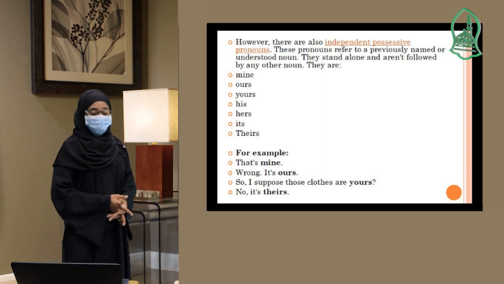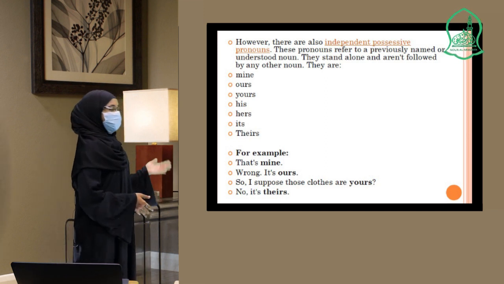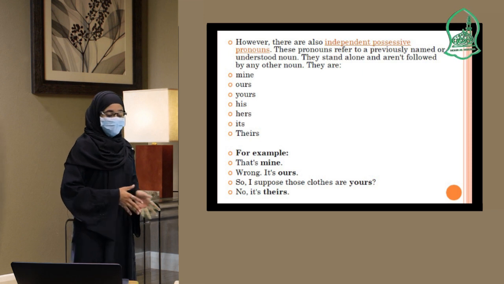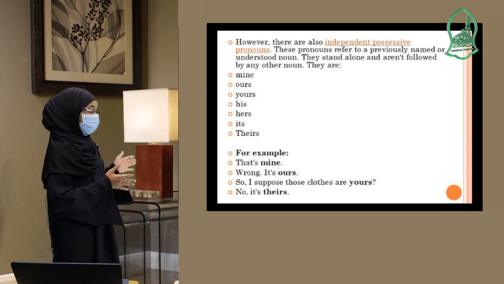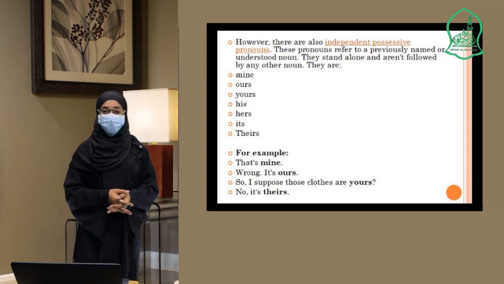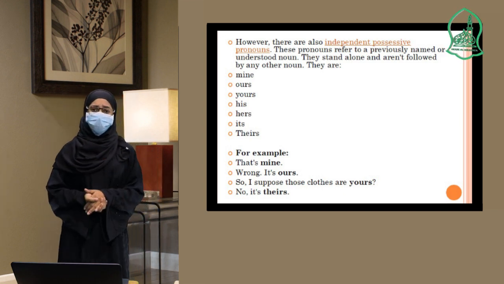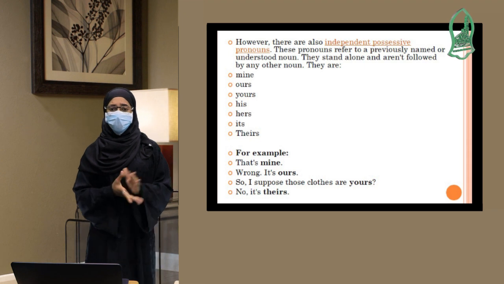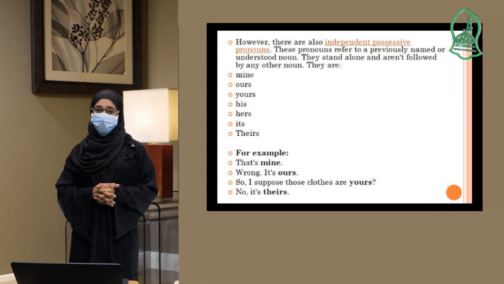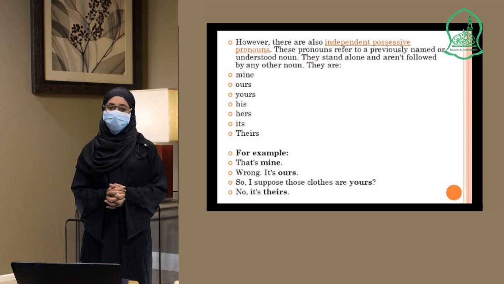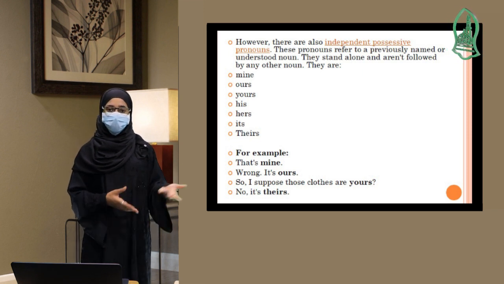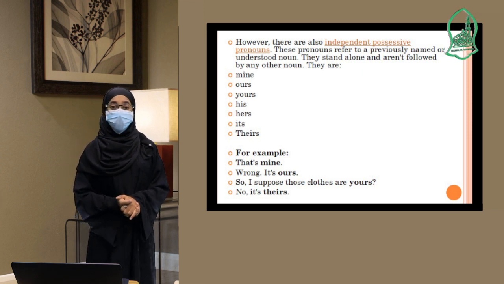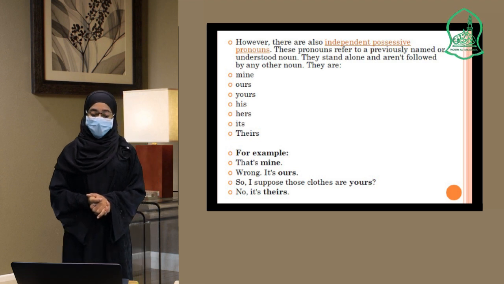That my comes before the noun, and this mine comes without a noun. And then we have ours. So our and ours, and then we have yours, his, hers, its, and theirs. The function is the same, but the only difference is this group is standing alone, not followed by any noun, because we know that we are talking about the previous name, or the noun which we already understood.